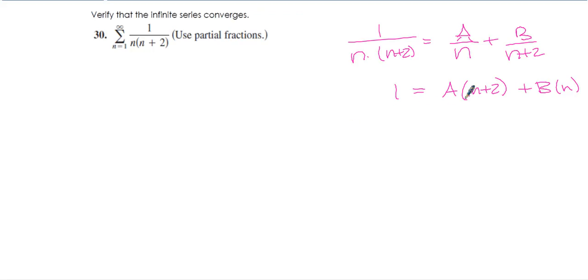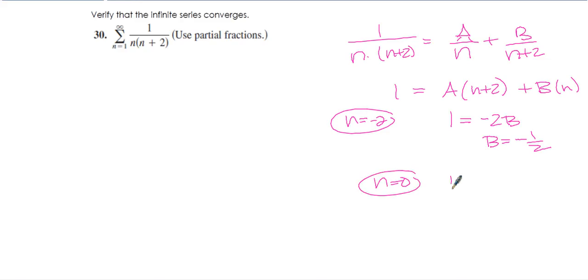these out. So if I let n equals -2, that makes the first part over here equal 0. So I end up with 1 equals -2b. So b equals -1/2. And then to make this part equal 0, I let n equal 0. And I end up with 1 equals 2a. That part's 0. So a is 1/2.